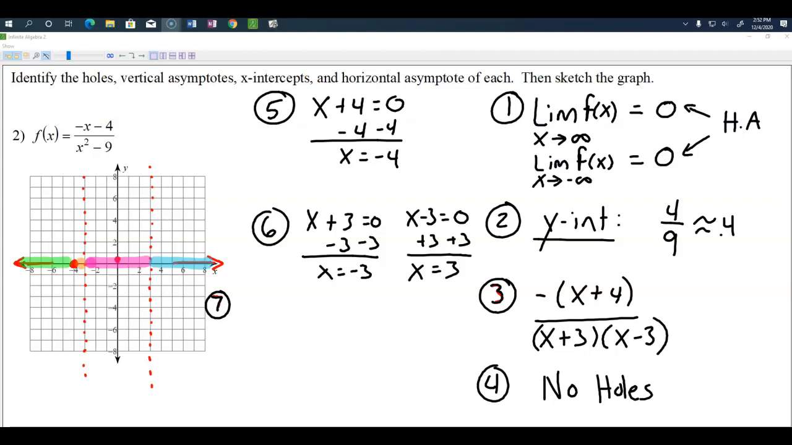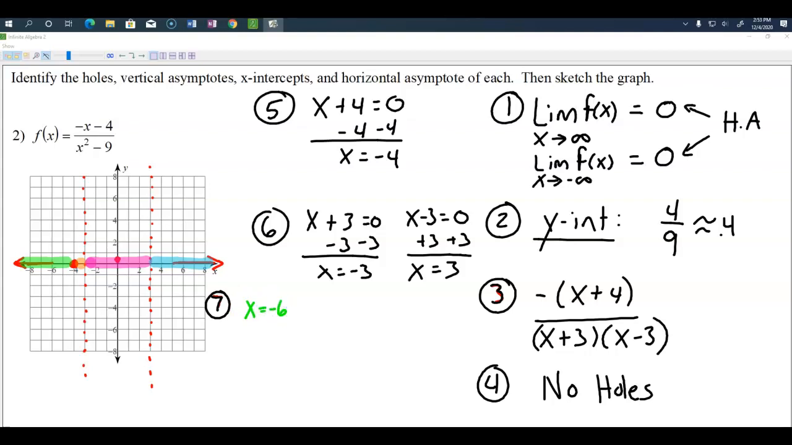So now you don't need to color code your graph like I do. I'm just doing that for teaching purposes. But we have 4 colored regions up there that I've highlighted: green, orange, pink, and blue. You need to pick one number from each of those intervals, okay? So I'm going to pick one from the green region there, which would be, it doesn't matter what you pick, but I'll go ahead and pick x equals -6.